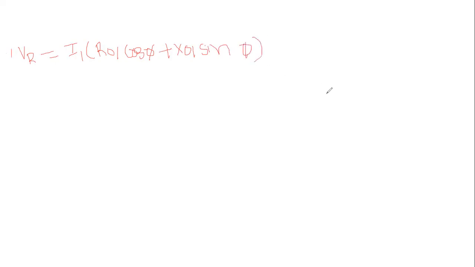In this problem, there is no I1 given. How will we calculate I1? That is kVA by V1. What is the kVA for this problem? 500 is the rated capacity of the transformer, so that is 500 kVA by V1. What is V1? That is 2300.